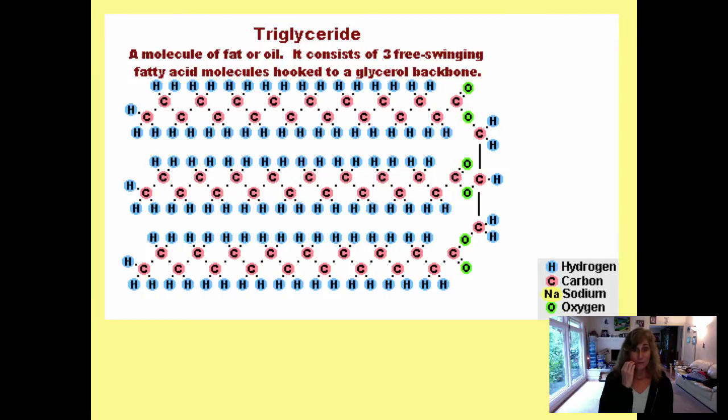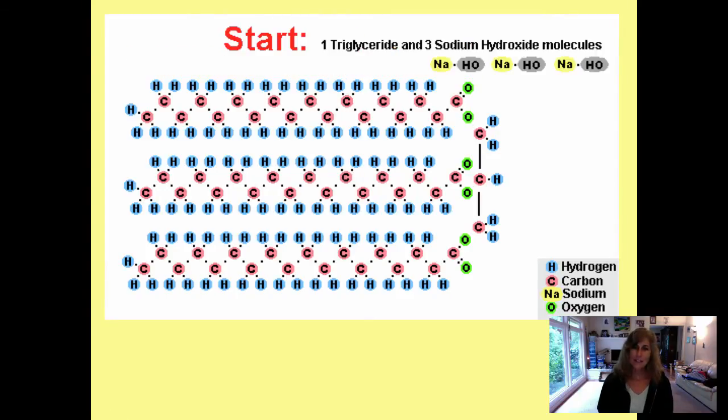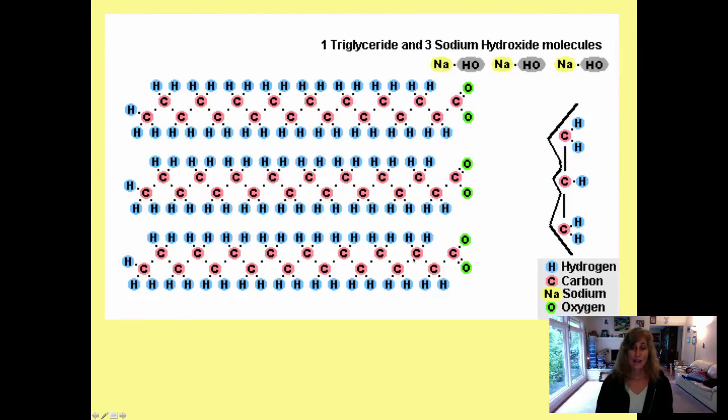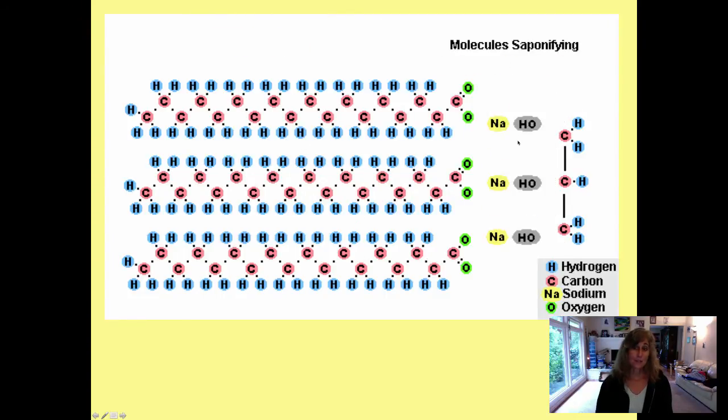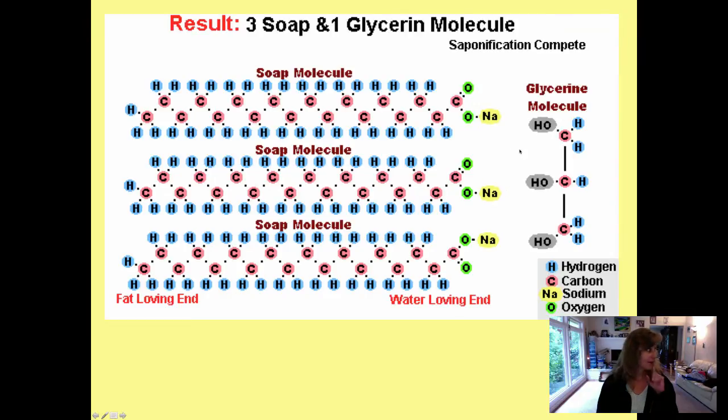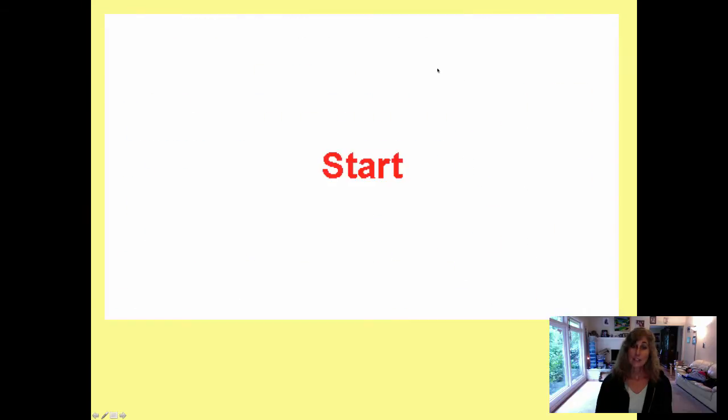Here's another example. This is an animation that's going to start in a minute. But we can take a triglyceride, a fatty molecule. Have you ever made soap? Well, you take fat, pure lard, and the lard itself you mix with sodium hydroxide, which is lye. And the lye, like we used in class the other day, this really strong base, when you mix it with lard, fat, we actually get soap.